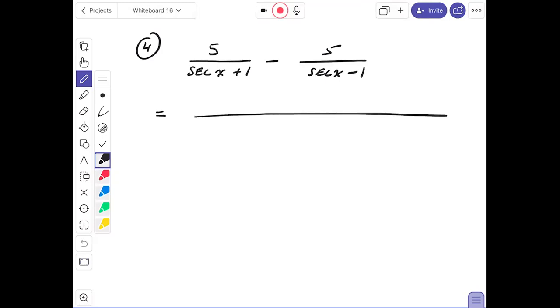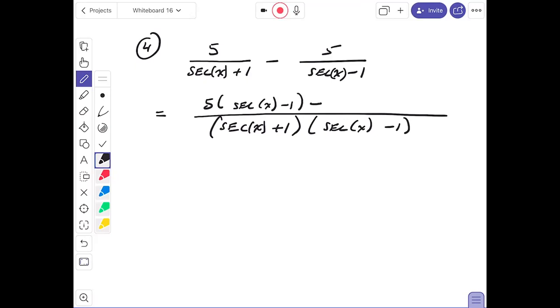I'll write this down for you. It's going to be secant x plus 1. I'm going to put these in parentheses just to make sure you know these are arguments of the secant function. And secant x minus 1. What goes on top? 5 times secant x minus 1 minus 5 times secant x plus 1. Yeah, it's much worse than it was.